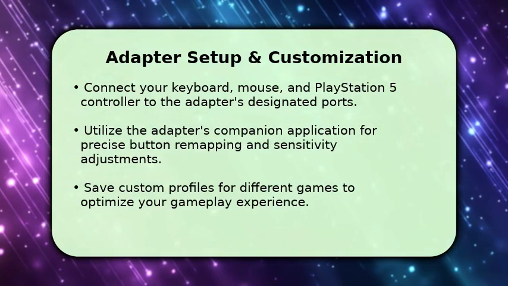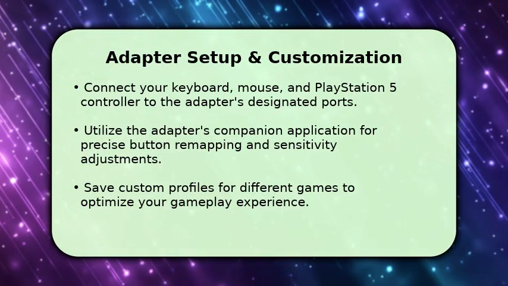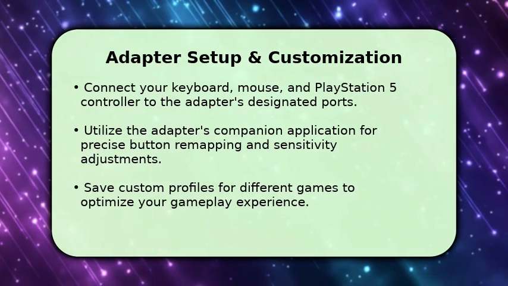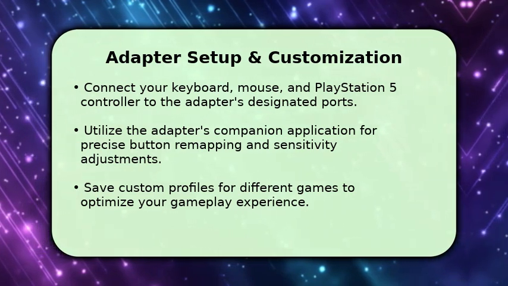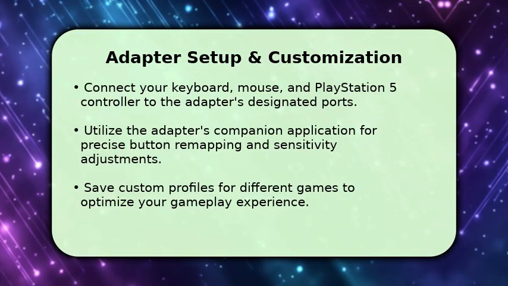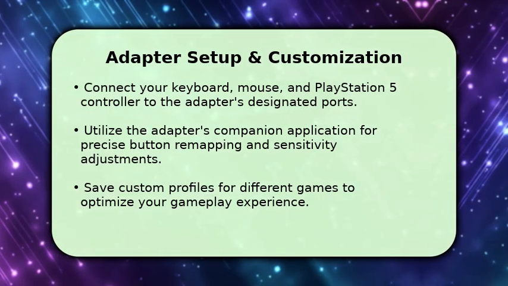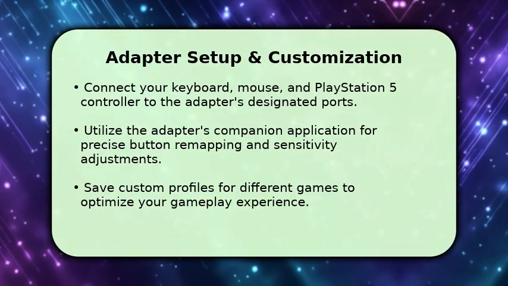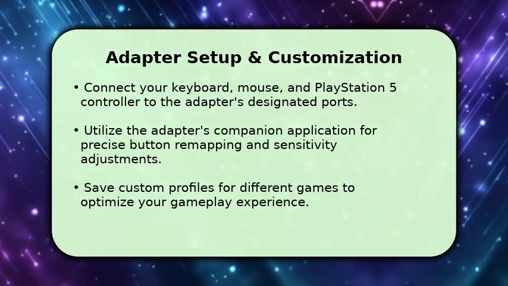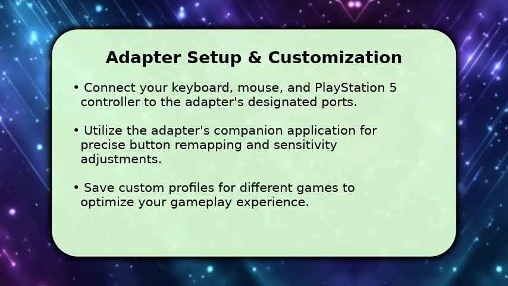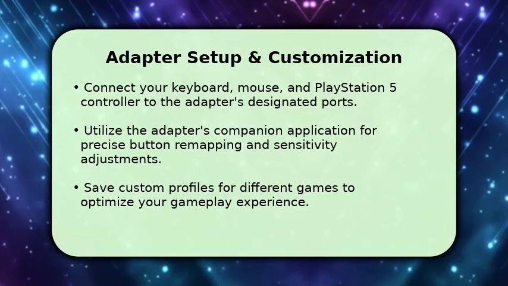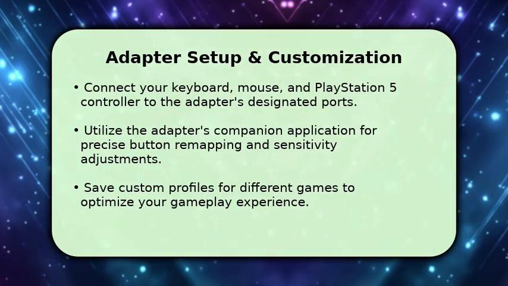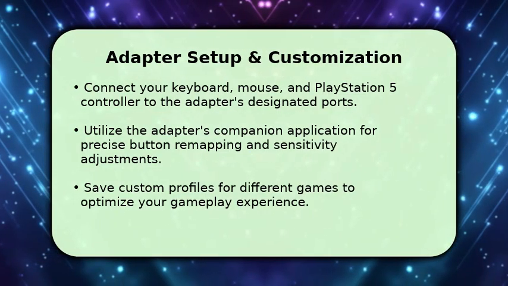Setting up your adapter is straightforward. First, plug your keyboard, mouse, and your PlayStation 5 DualSense controller into the adapter's specific ports. Many adapters come with a companion application for your computer or mobile device. This app allows you to precisely remap every button and fine-tune mouse sensitivity, giving you full control. You can even save multiple custom profiles for various games, ensuring an optimal setup for each title.